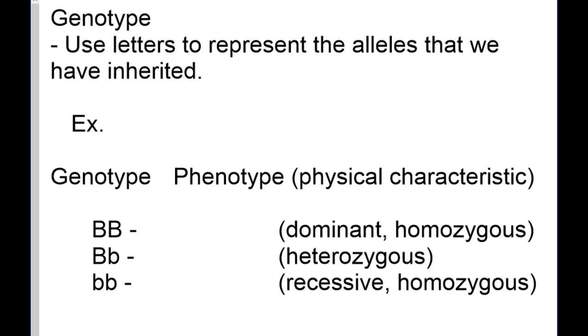We have a couple more words. Genotype and phenotype. I'll let you copy this down and then I'll explain it. A genotype refers to the letters that we use to represent the alleles. For example, big B, big B, big B, little b, little b, little b. If you were ever asked for a genotype, it's asking for those letters.